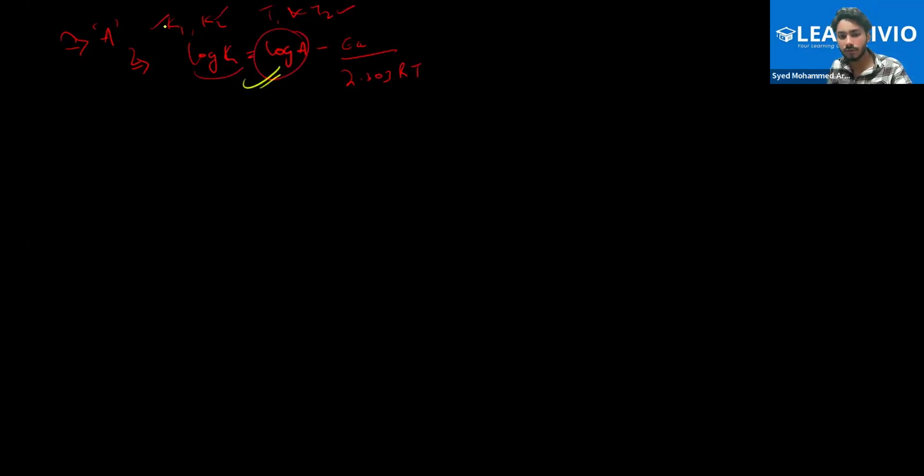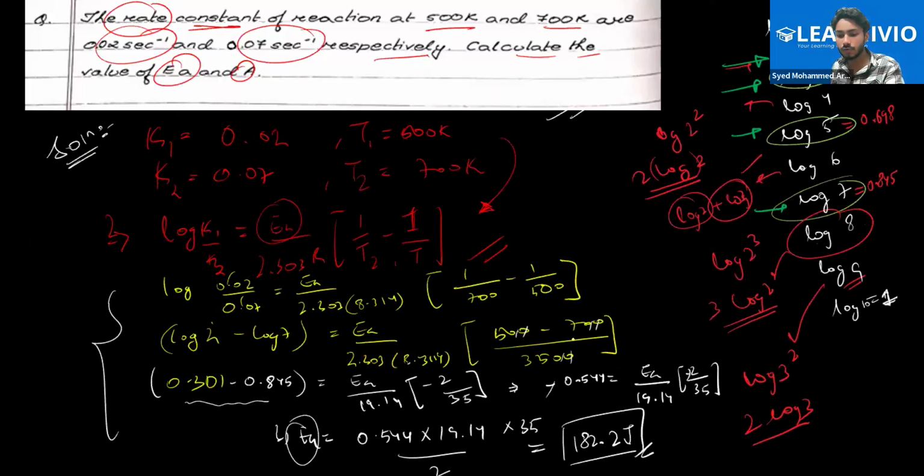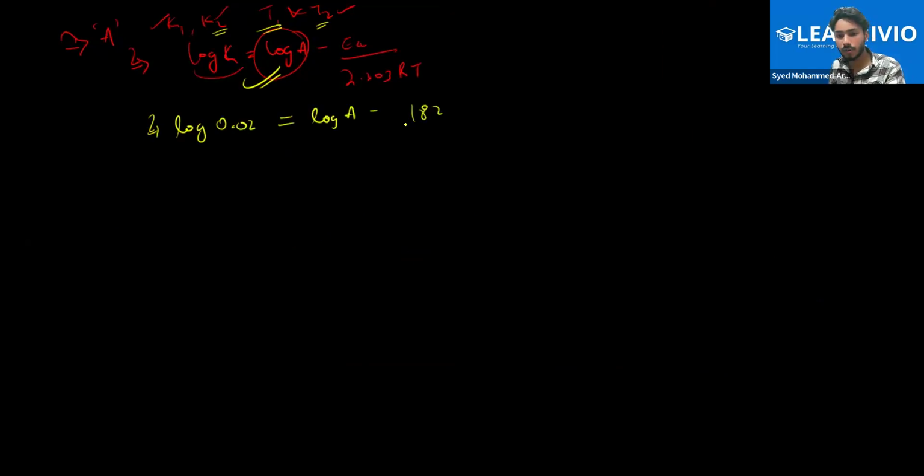This would be constant for any K1, K2. If you want to solve from K1, you can do it. If you want to solve from K2, you can do it. But if you take K1, then you have to take T1. If you take K2, then you have to take T2. So let's solve for K1. K1 would be 0.02. So 0.02 equals log A minus EA, which we solved as 182.2, divided by 2.303 multiplied by R, which is 8.314, and the temperature would be 500.